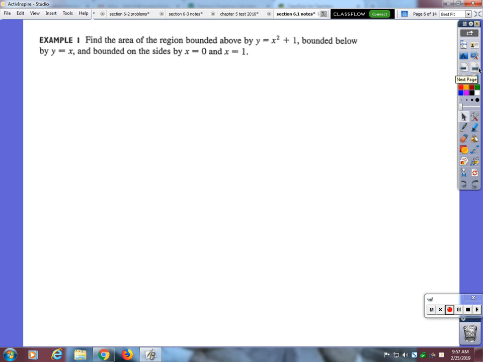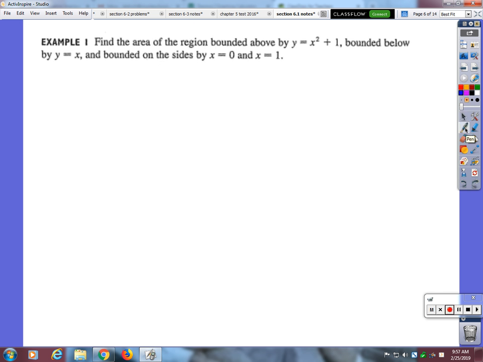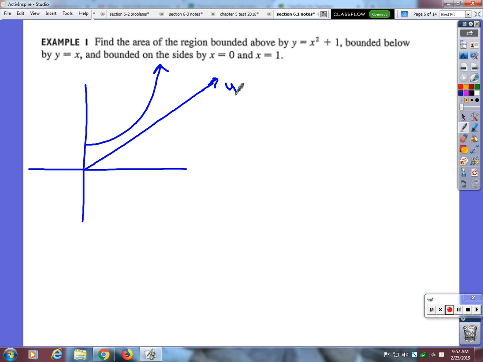Okay, so let's find the area of the region bounded above by x squared plus 1, bounded below by y equals x, and bounded on the sides by 0 and 1. I'm going to draw this just so you can sort of see conceptually what we're doing. We don't really need to draw this to solve the problem, but it might be helpful to have a picture in your head. So x squared plus 1 is a parabola that's been moved up 1. And y equals x is the line that looks something like that.